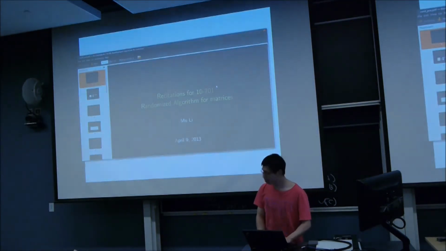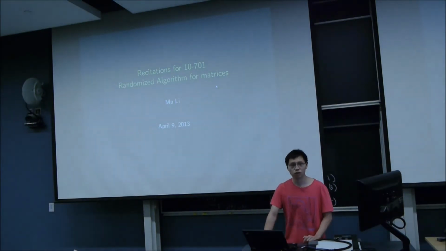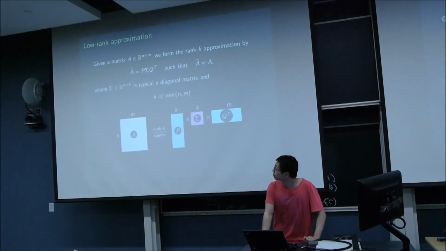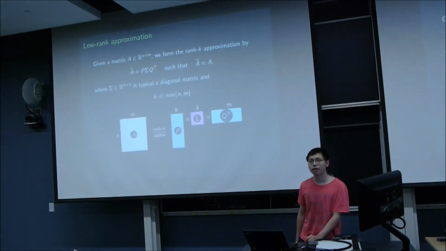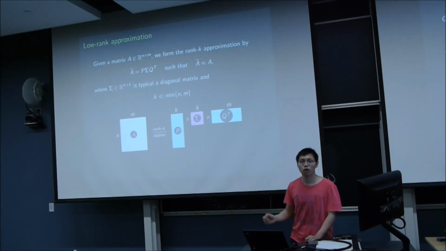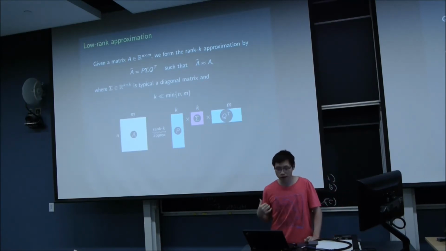So let's move to the next one here. We want to show how to perform a low-rank approximation of a matrix. Given matrix A, here A is an n times m matrix, we want to form a rank K approximation by approximating A equals P times sigma times Q transpose, so that it approximates A very well. And sigma here is a K times K submatrix. Usually we want K much less than both N and M.